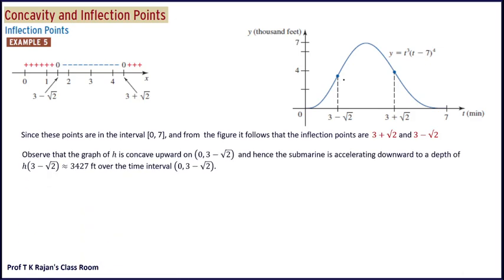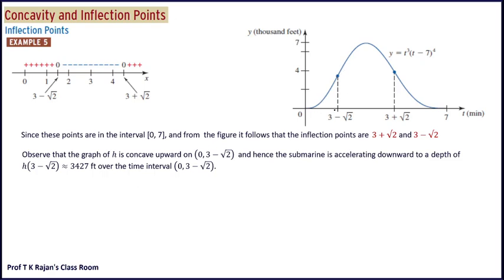In the graph you can see that it is concave upward in the interval 0 to 3 minus root 2. Hence the submarine is accelerating downward. This is the downward part of the sea. This is the sea, and this is the sky part. The sea is shown above here. This is the depth of the submarine. The submarine goes like this through the sea.